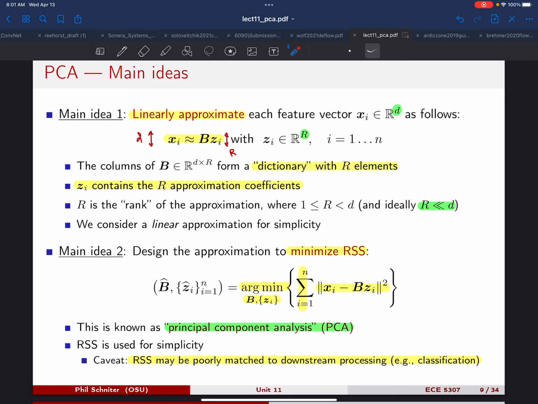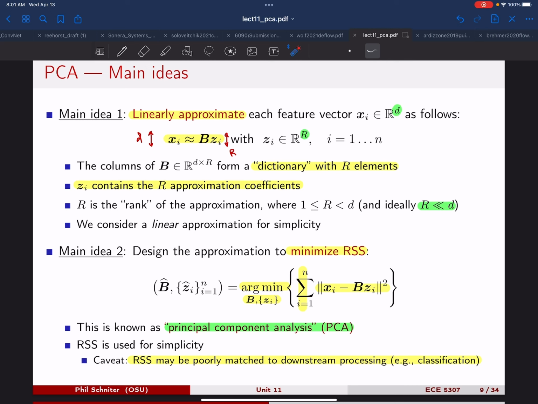And so to do this, we have to figure out how to design this matrix B and then how to compute the z_i vectors from the x_i vectors. Our objective for PCA is minimizing RSS. This is looking at the sum of the Euclidean norms squared of the approximation error. We would like to minimize this cost function over B and all our z_i vectors. And this is exactly the task of PCA.